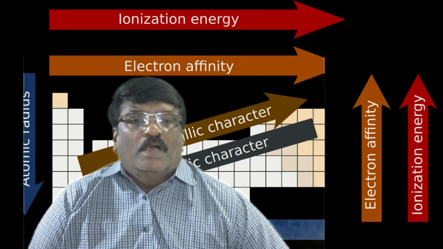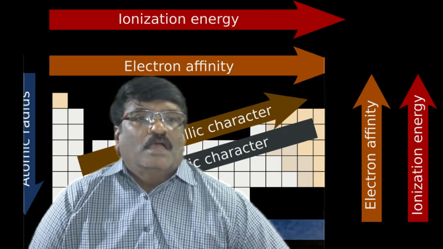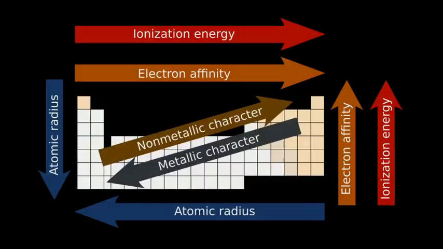Okay, so let me just show you a picture. So look at this picture. In this picture, most of the periodic properties are described. Okay, so the first one to the left we have atomic radius. So from the top to bottom, in the left side of the periodic table, in the first group, for example, starting from lithium, sodium, potassium.